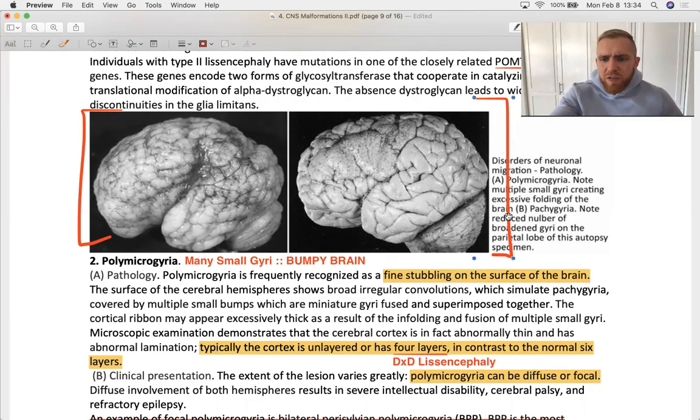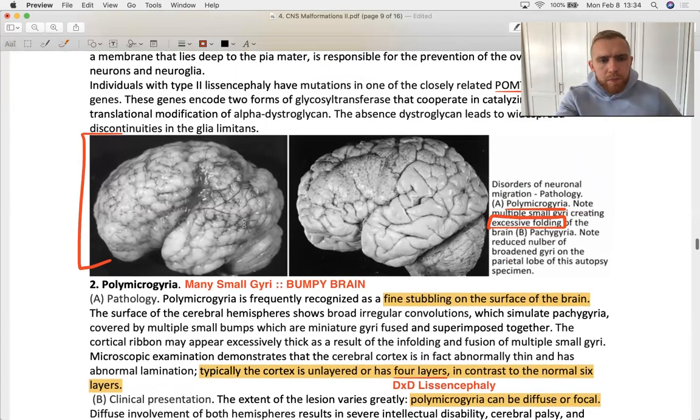Taking a good look at this, polymicrogyria, many small gyri, creating excessive folding. That's big, big, big. Excessive folding, okay? So they might show you this and tell you in the question stem that there is excessive folding. And then there's pachygyria too, which pachy means large, like pachyderm. That's like an ancient mammoth. So pachygyria, large gyri.